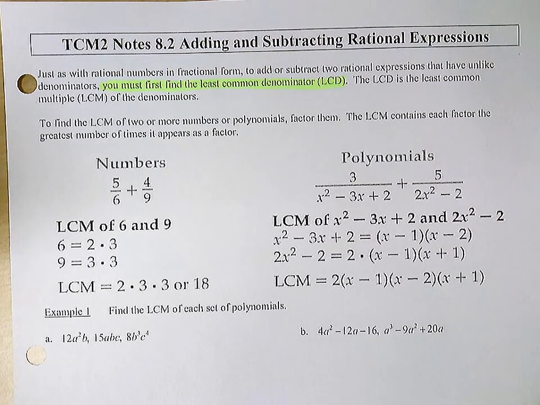Okay, so you must first find the least common denominator. The least common denominator is the least common multiple, or LCM, of the denominators. To find the LCM of two or more numbers or polynomials, you need to factor them. The LCM contains each factor of the greatest number of times it appears as a factor.